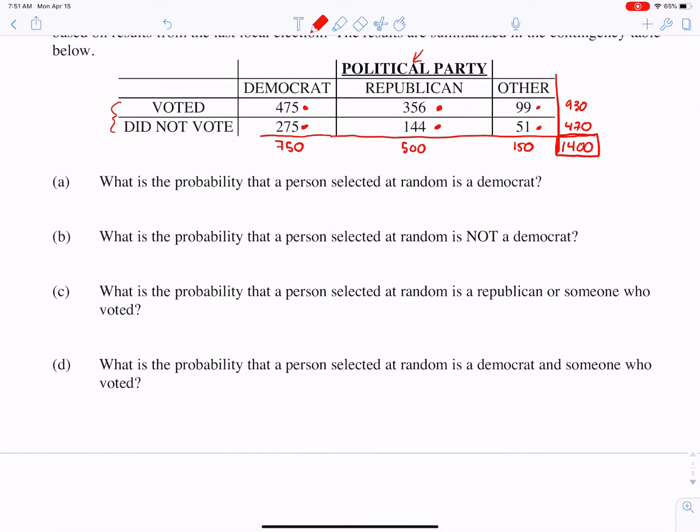Part A asked, what is the probability that a person selected at random is a Democrat? Okay, well, just like in section 5.1, switching to blue because Democrats are considered blue, the probability that someone is a Democrat is equal to the number of Democrats, which was 750, divided by the total, which was 1,400. And that is equal to approximately 0.5357, or we could call that 0.536 if you wanted. I'm just going to call it 0.5357. Or you could say 53.6%.